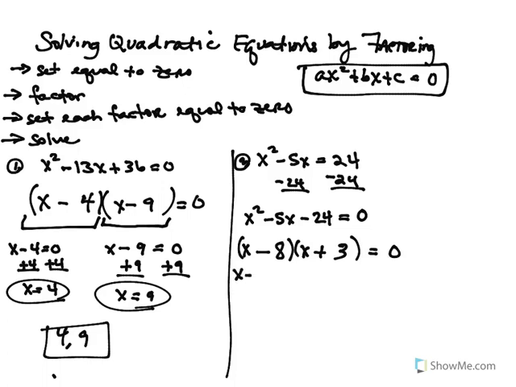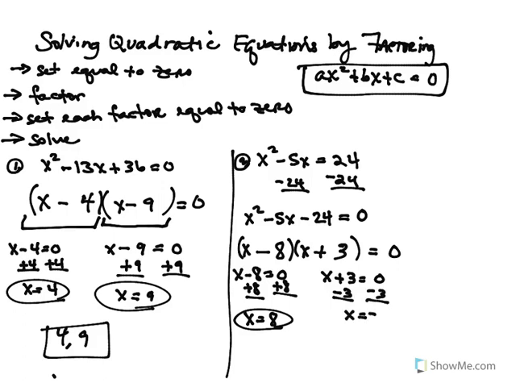So I'm going to get x minus 8 equals 0 and x plus 3 equals 0. Plus 8, plus 8. Minus 3, minus 3. So I get 8 and negative 3 as my answers, and that is it. That is how you solve quadratic equations by factoring. That's it.